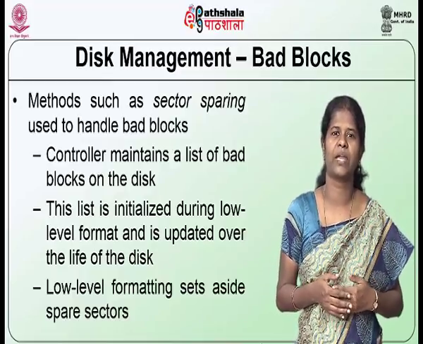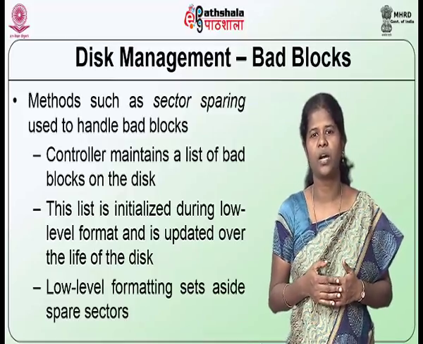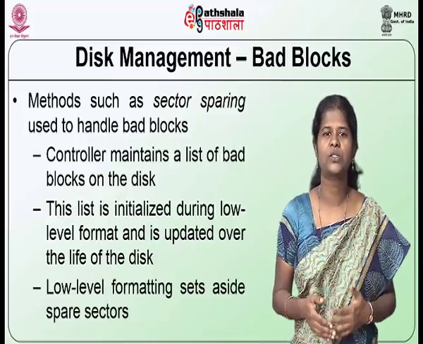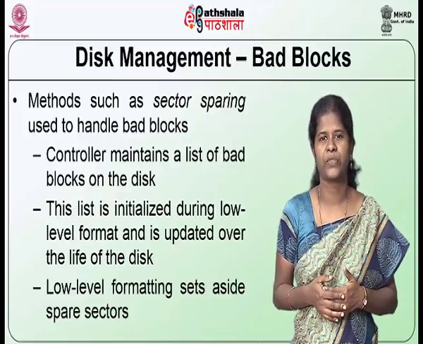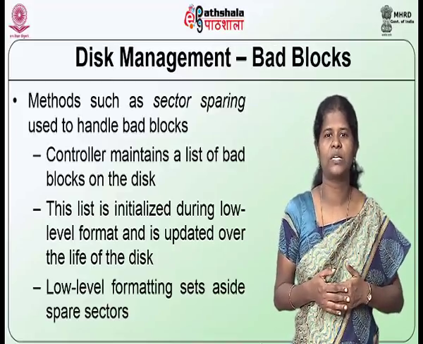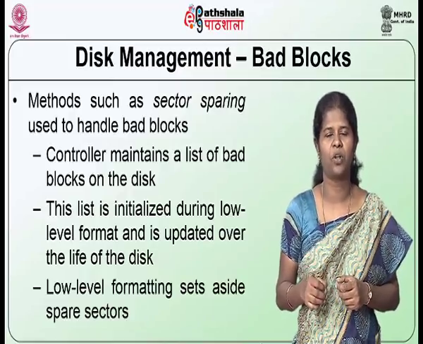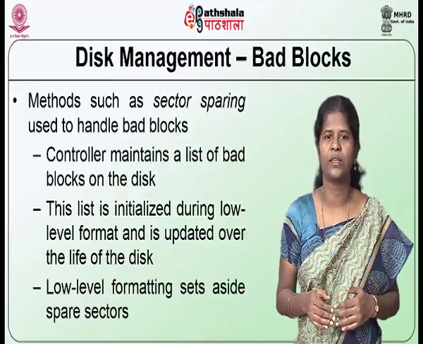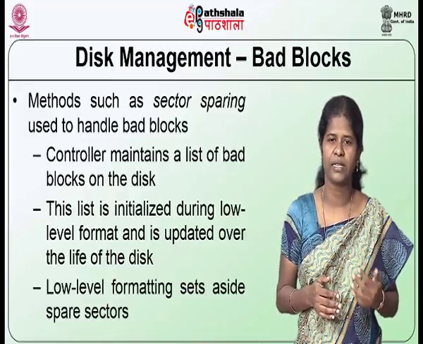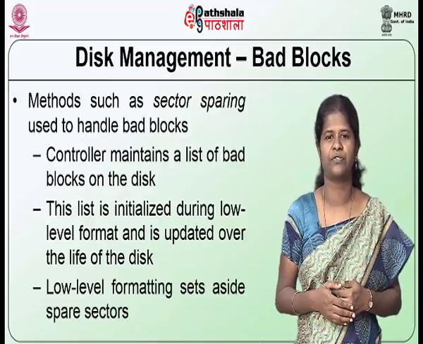And once you found that sectors are bad, what do you do with those sectors? So, you need to have some mechanisms for handling these bad blocks. There are two ways in which you do this handling. One is called sector sparing and the other is called sector slipping. So, in sector sparing, the controller will maintain a list of bad blocks that are kept in the disk, and this list is initialized when the low level formatting is done in the manufacturing place, and it is updated over the life of the disk.